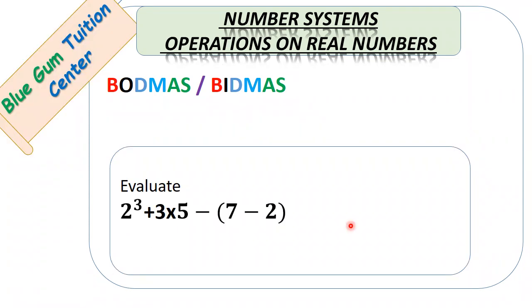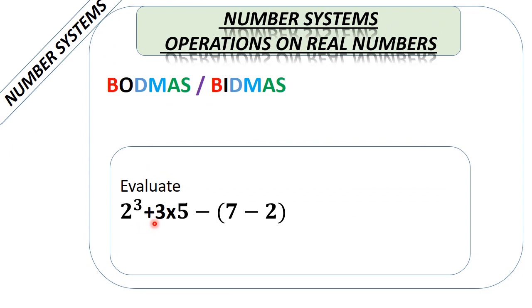So we have 2 power 3 plus 3 times 5 minus open bracket 7 minus 2 close bracket. The main difference between this question and the previous question is we have got brackets here. So how do we deal with this? I've got order, addition, multiplication, subtraction, and brackets. According to BODMAS, the B stands for brackets, so we start with brackets.